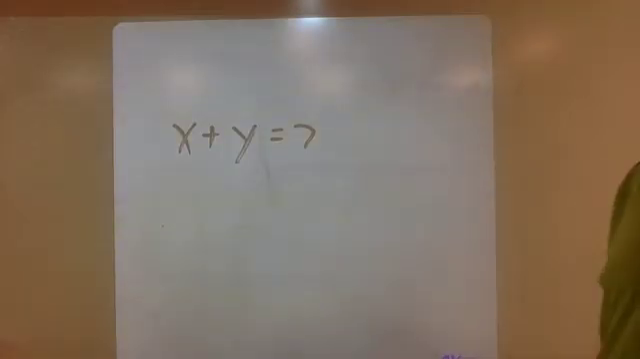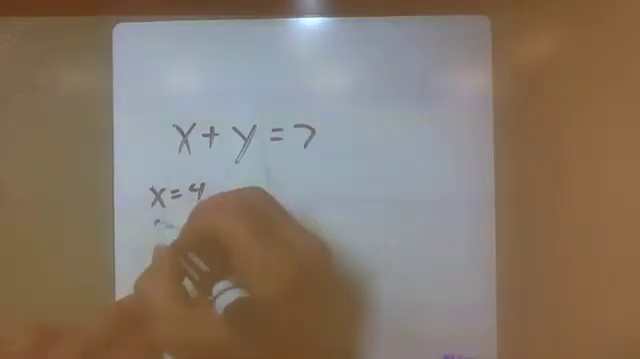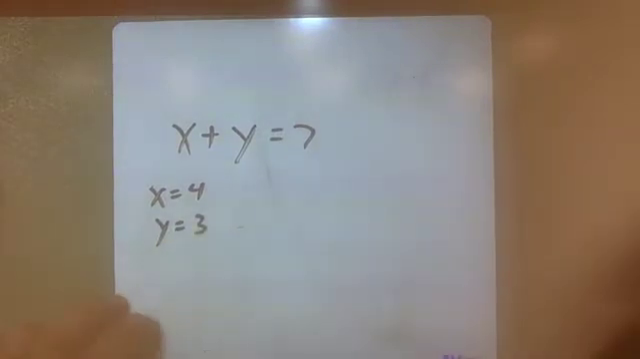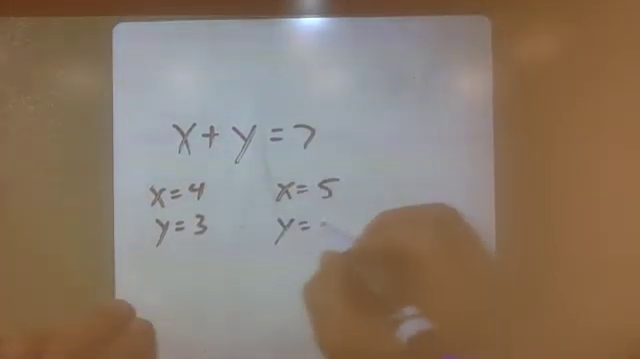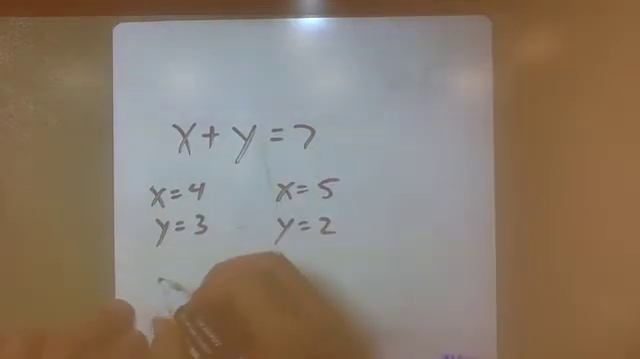y. Now we can't solve this. So if I said, what do x and y equal? Some of you might say 4 and 3. X is 4, y is 3. And you're right, that's one possible answer. Somebody else might say x is equal to 5, y is equal to 2. Somebody else might say x is equal to 1, y is equal to 6.